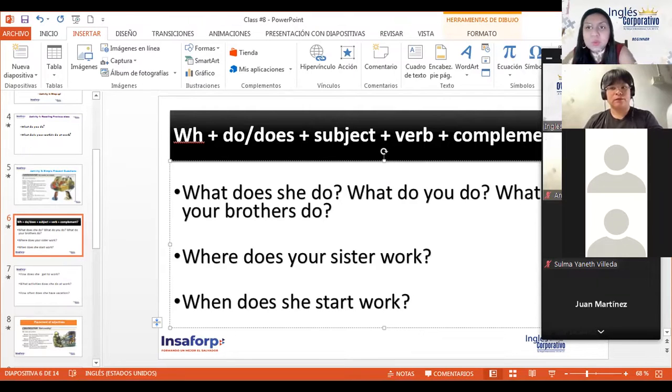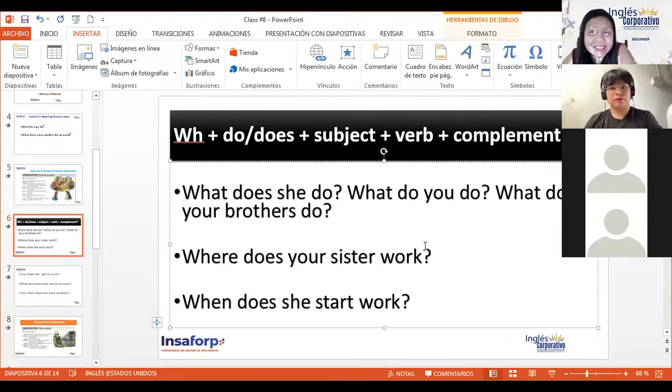Si es uno, what does your cousin do? ¿Qué hace tu primo o tu prima? What does your cousin do? Es que aquí el do es el verbo. En este, y aquí, este es el auxiliar. El primer do or does es el auxiliar, el que usamos para hacer la pregunta. Y el do es el verbo, ¿ves? Verb.